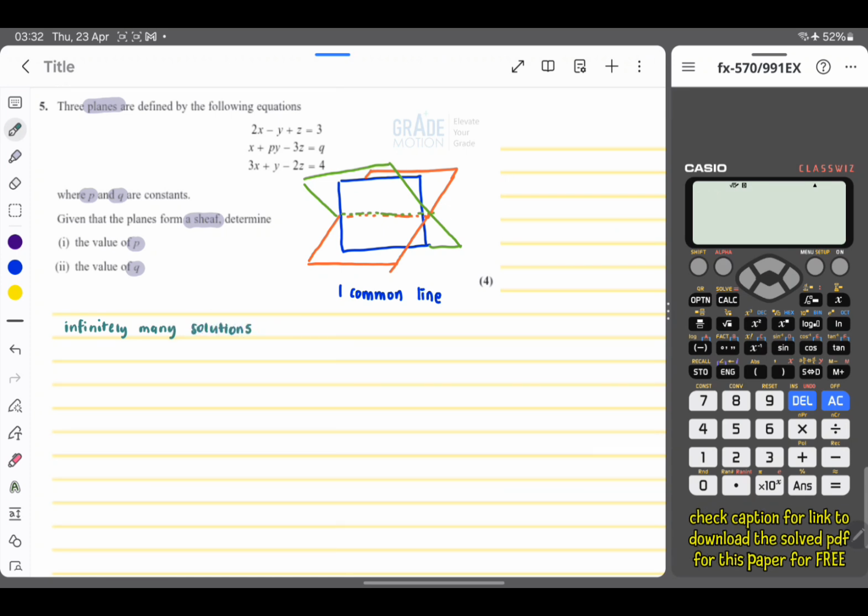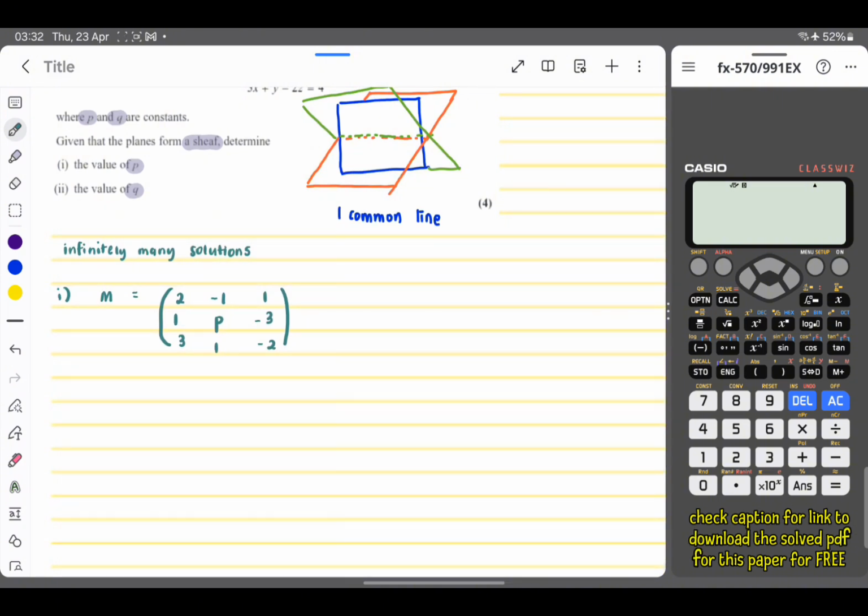Okay, let's write down our coefficients for all these 3 equations into matrix form. So M is equal to 2, negative 1, 1, 1, P, negative 3, 3, 1, negative 2. So when we have infinitely many solutions, that means we have a singular matrix, which means the determinant of M is equal to 0. How do you find the determinant for a 3 by 3 matrix?